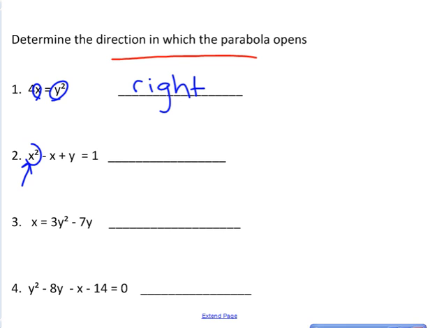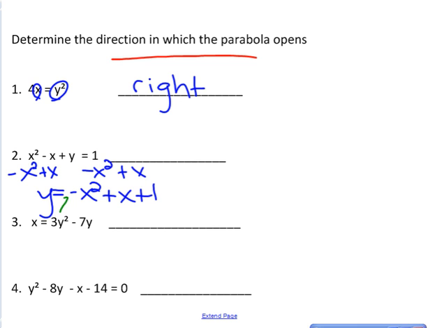So since the x squared has to go over here on the right, I'm going to take the x over as well. So we're going to leave the y on the left, and the x squared and the x have to go to the right-hand side. So subtract x squared, add x. Negative x squared plus x plus 1. Okay, if you have an x squared, that means it's going to open up or down. And since the x squared is negative, it's going to open down.